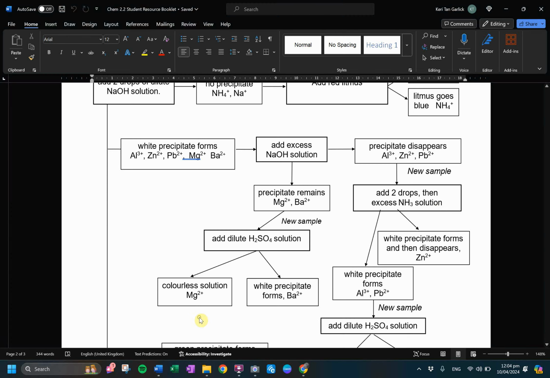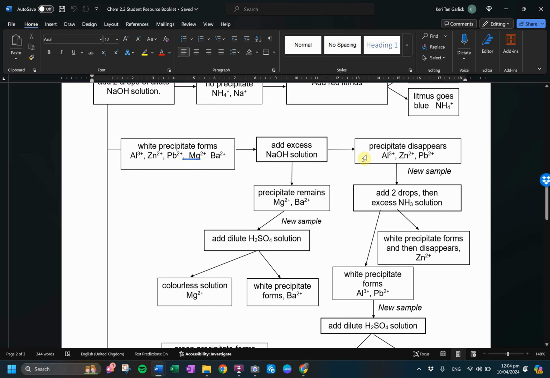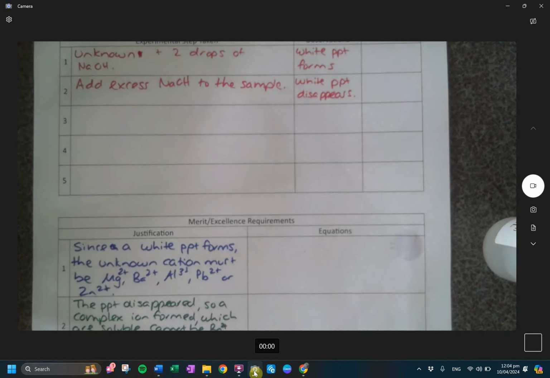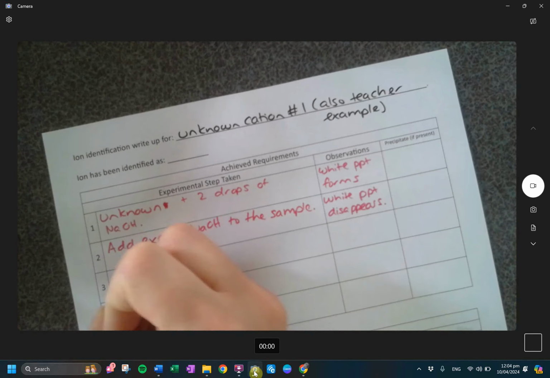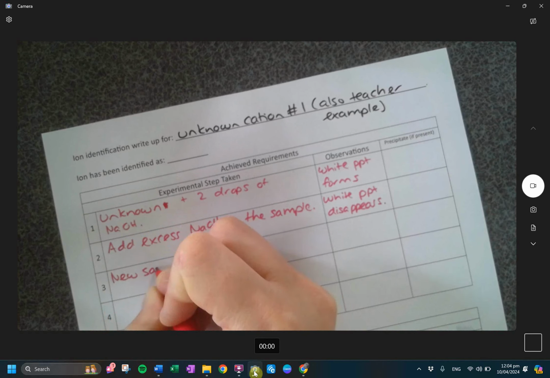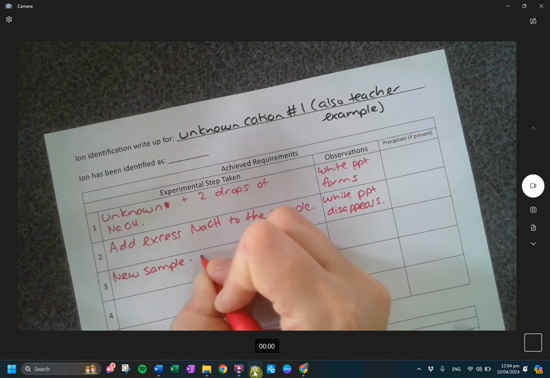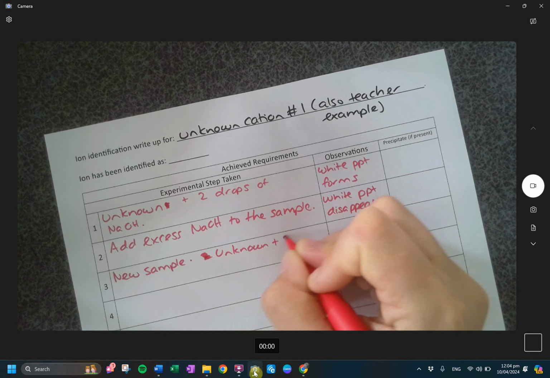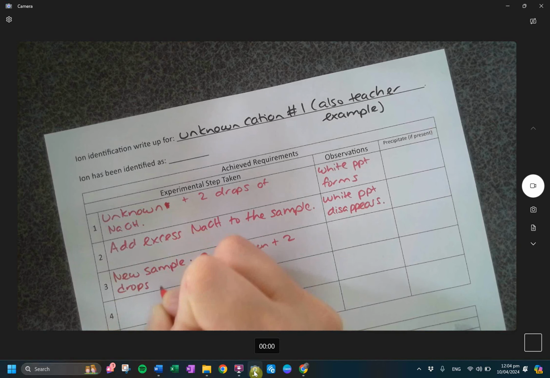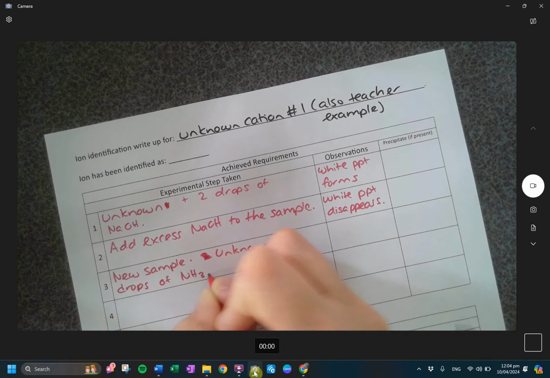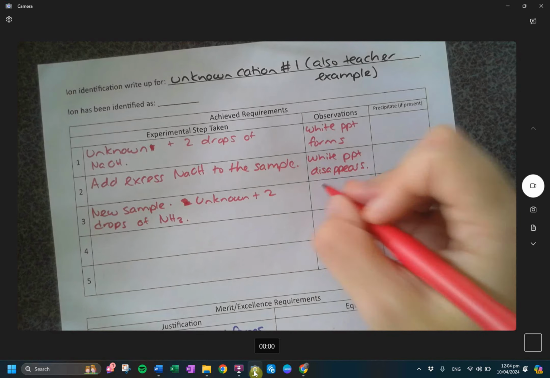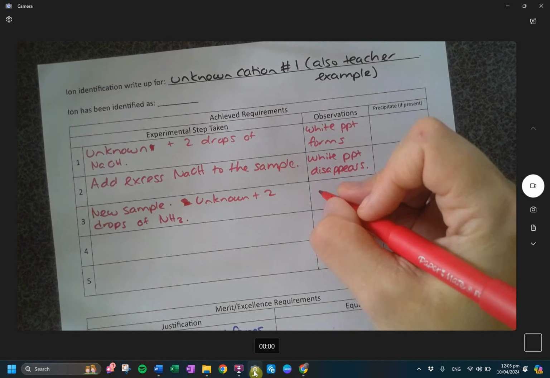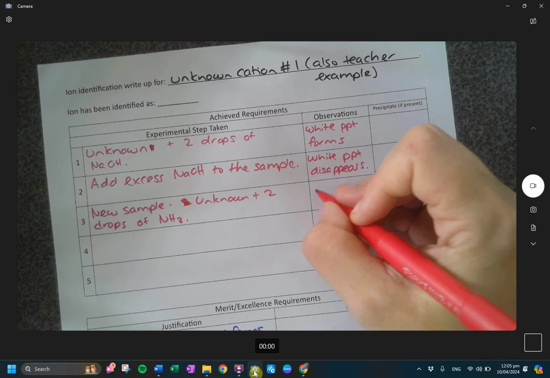All right, so what that step tells me, the white precipitate disappears. We added the 2 drops, and then we added excess, so let's add those 2 extra steps now. So, we did new sample. We did 2 drops of unknown plus 2 drops of ammonia. And we saw, wasn't great, but there was a white precipitate. You can write a white gel precipitate.